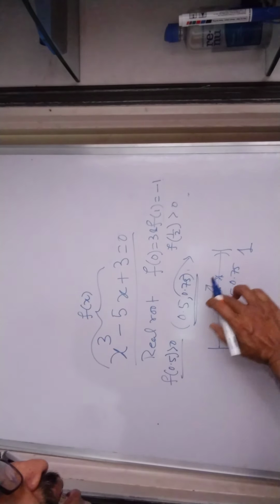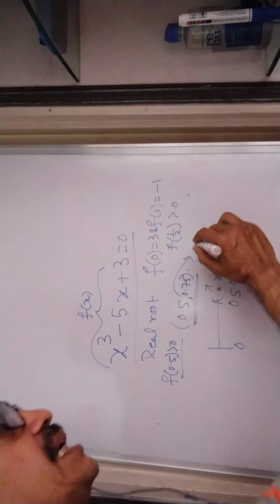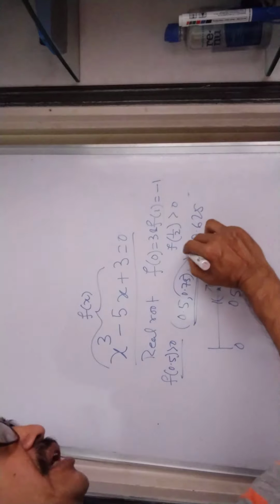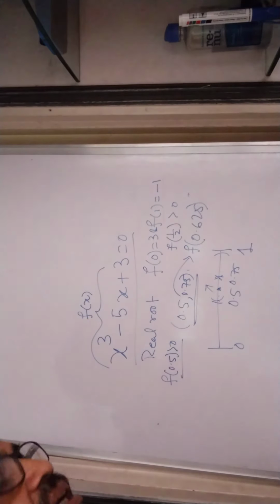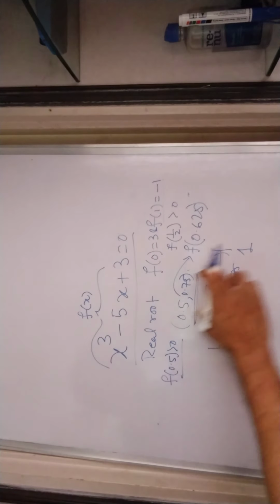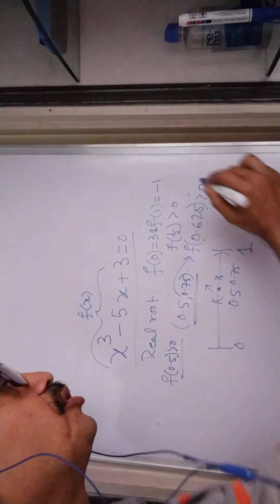What is the middle point of it? 0.5 plus 0.75 by 2, which is 0.125 by 2, isn't it so? And the middle point of 0.5 and 0.75 turns out to be 0.625. And again we have to determine the sign of f of 0.625, and the sign of f of 0.625 turns out to be again positive.